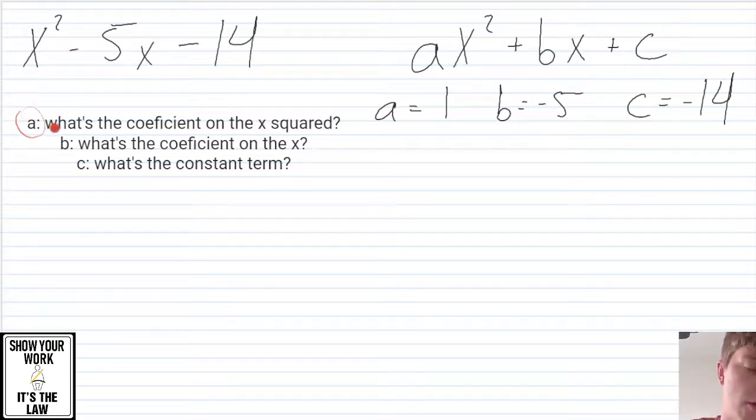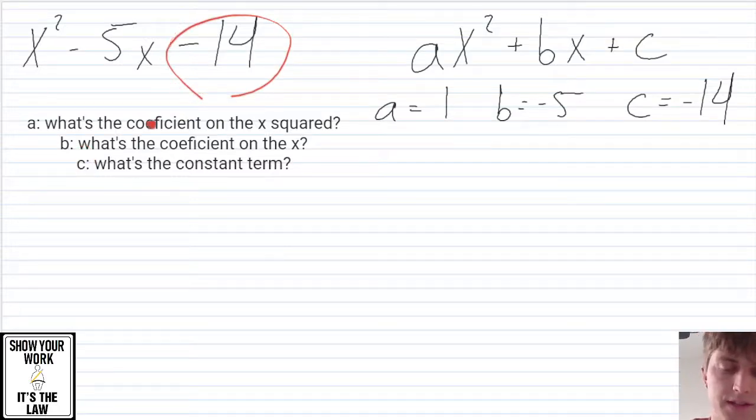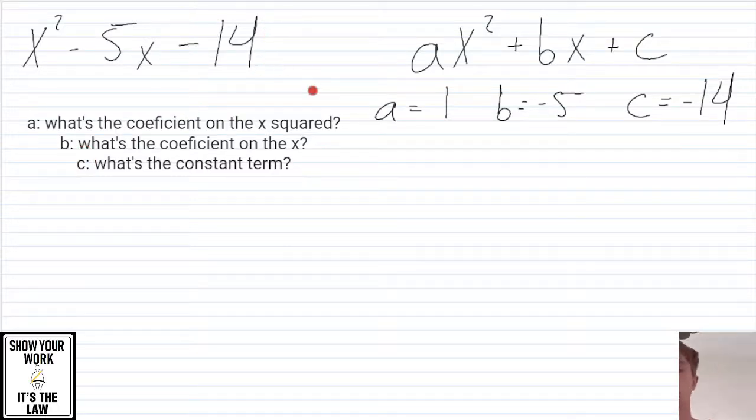A says, what's the coefficient on x squared? B says, what's the coefficient on x? And C says, what's the constant term? Constant just means there's no variable. Okay, so this is the first part of factoring. The first part of factoring is recognizing what coefficients we're working with.